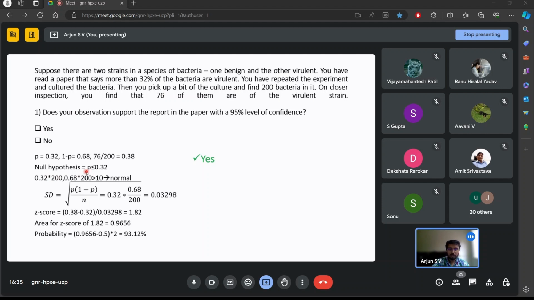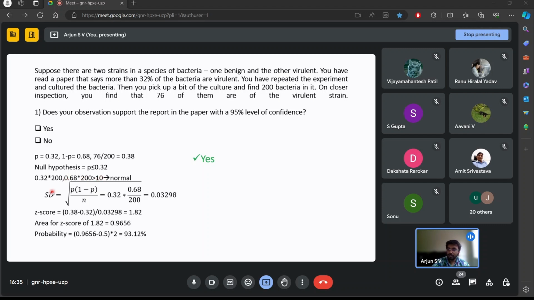Before proceeding with the standard deviation, you must first find out whether your given data will give you a normal distribution. For that, you multiply p and 1 minus p with the number of samples, 200, and you can find out that both of them are greater than 10. This is 64 and this is 136, which is greater than 10. So this will give you a normal distribution.